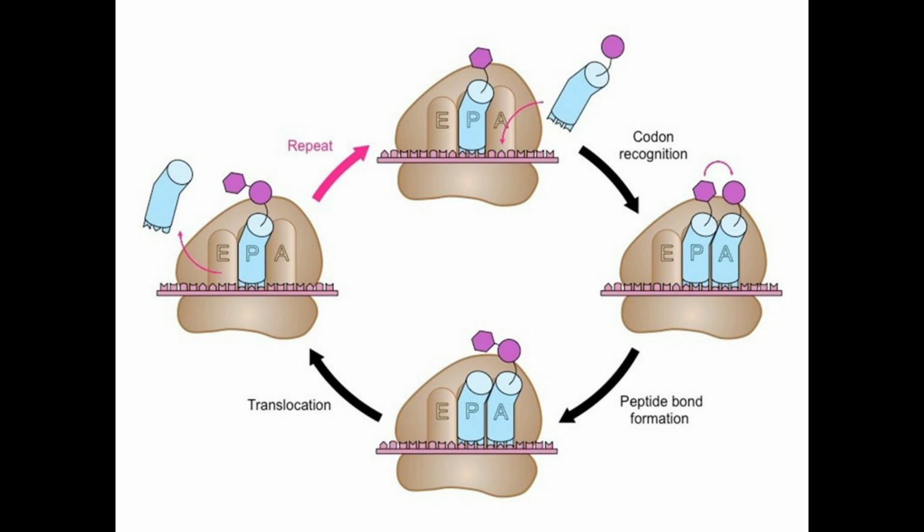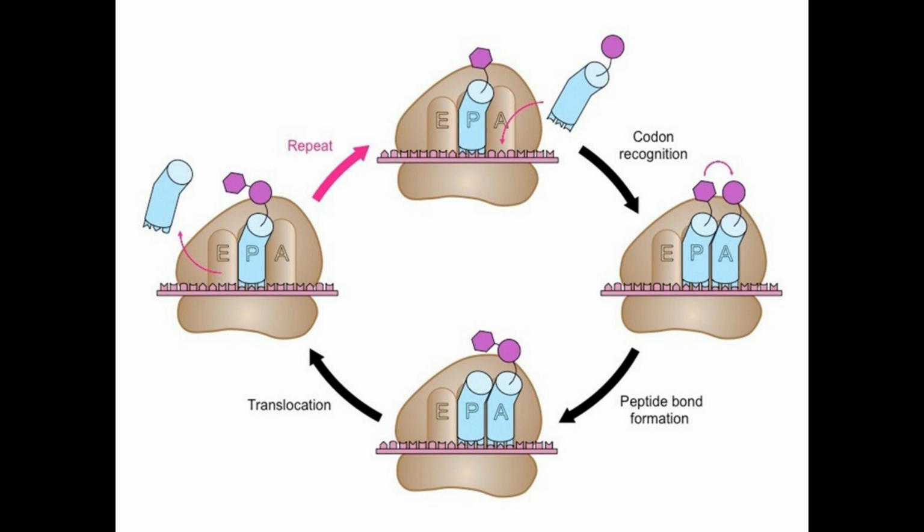So what is the A site? When the polypeptide chain synthesis continues, newer and newer amino acids will be getting added. So whenever a new amino acid comes or whenever a new tRNA comes with its associated amino acid, it will be occupying the A site. That is why it is called the acceptor site.